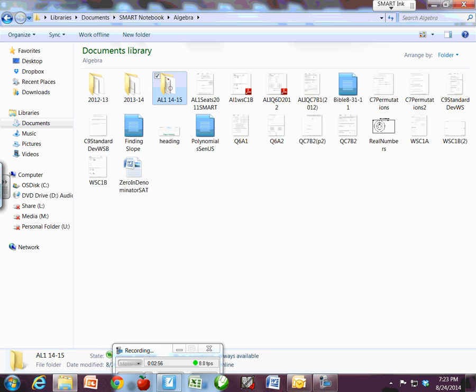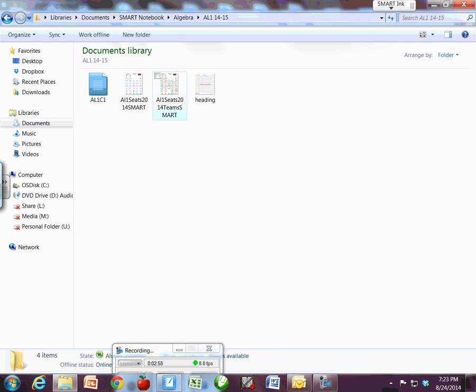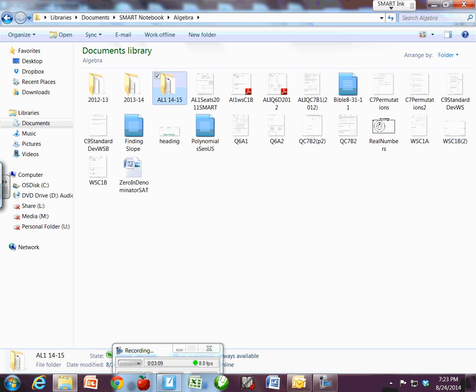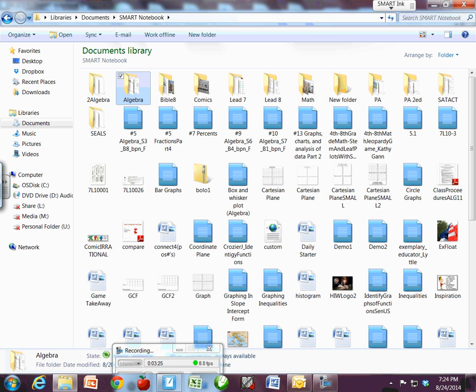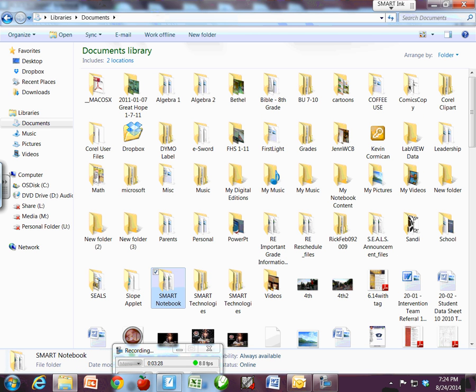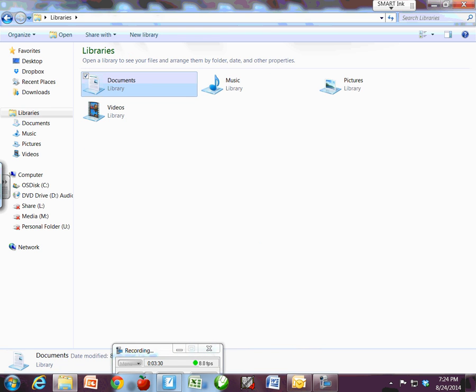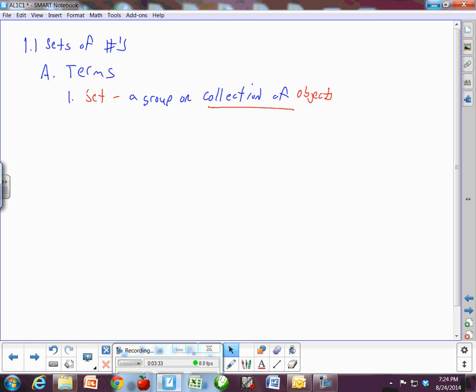And of course I can go to 14-15, that's this year's folder, and I can see the chapter 1 lesson is there, a couple of seating charts, and the heading. So again, I'll walk it backwards. Those items are a group or collection of items within Algebra 14-15, which was within the Algebra folder, right? Let's go back. All right, we're getting stuck there. Which was part of Smart Notebook, which was part of Documents, which was part of Libraries. Just some concepts of sets.